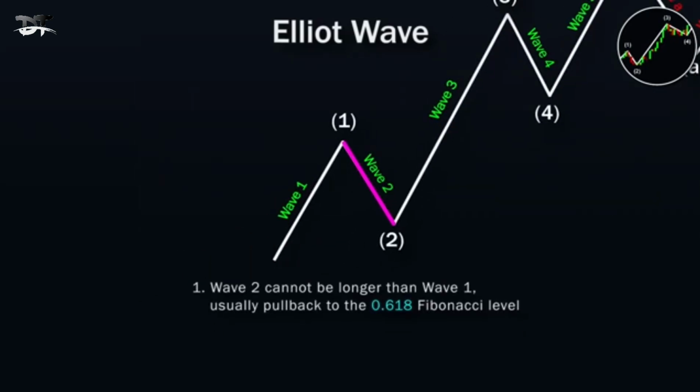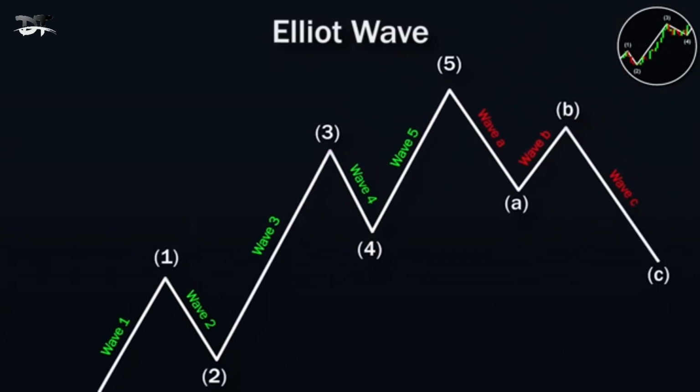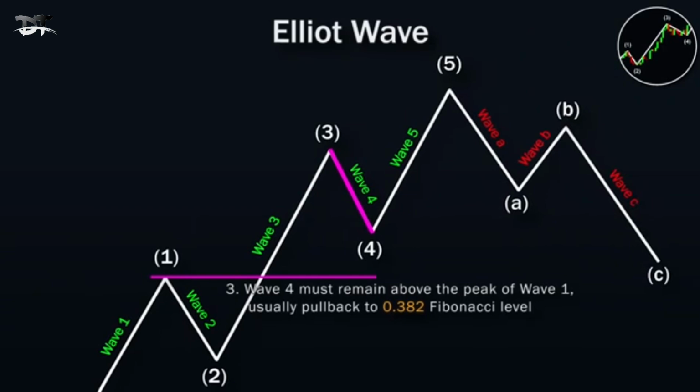First, wave 2 cannot be longer than wave 1, and usually pulls back to the 0.618 Fibonacci level. Second, wave 3 must be the longest wave amongst wave 1, 3, and 5. Third, wave 4 must remain above the peak of wave 1, and usually pulls back to the 0.382 Fibonacci level.